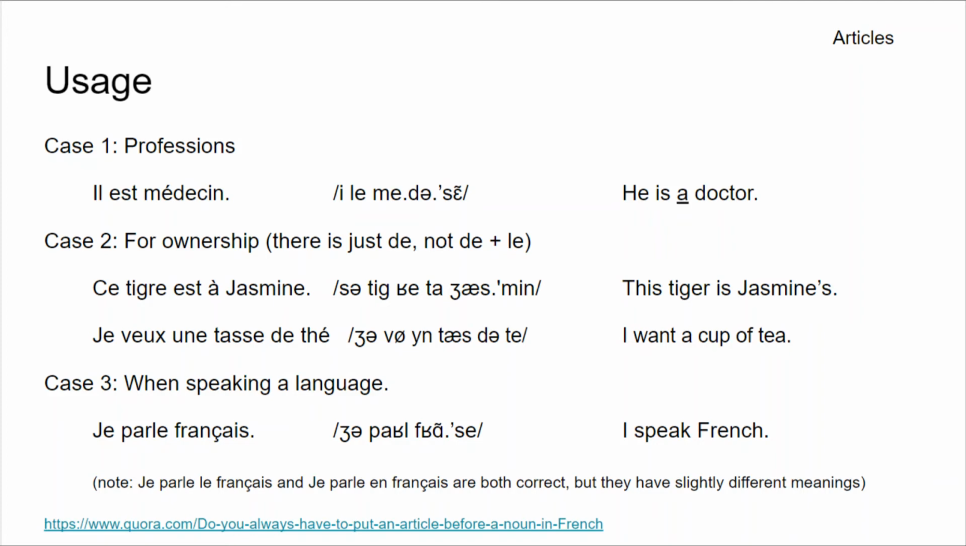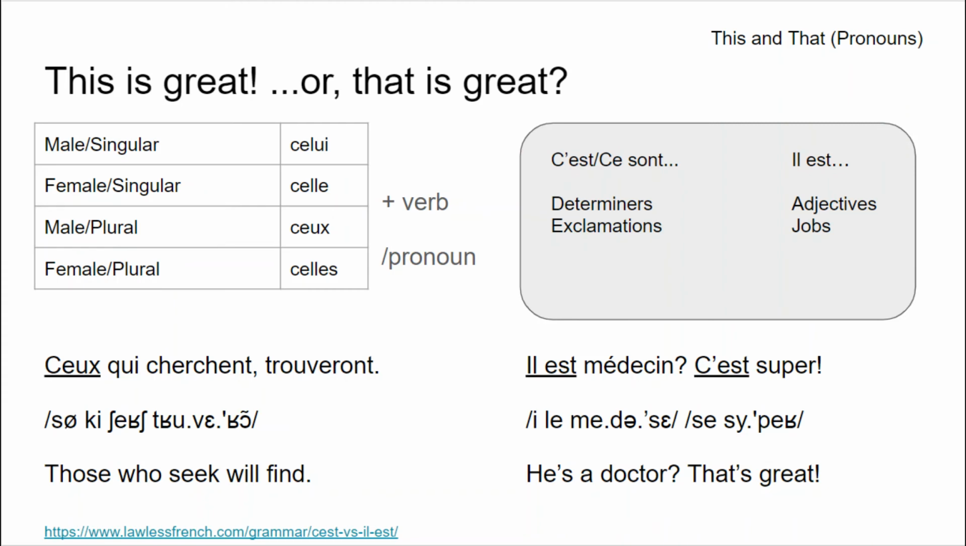When speaking a language, je parle français. You can also say je parle le français and je parle en français, but those have slightly different meanings. If you want to use this or that, but this time with a verb or a pronoun instead of a noun or adjective, you must use a form of celui.